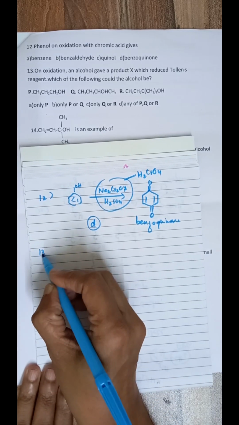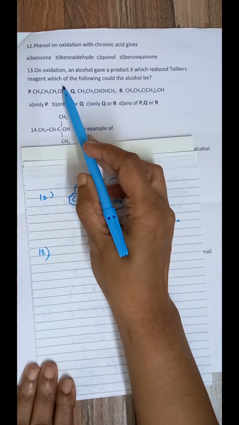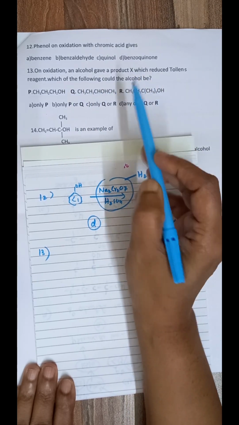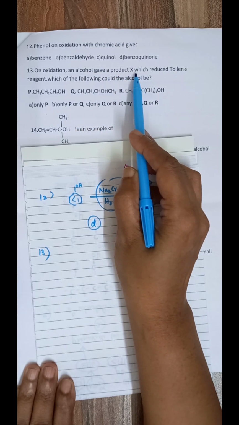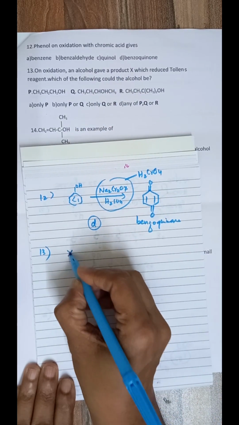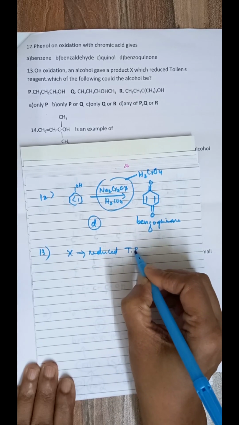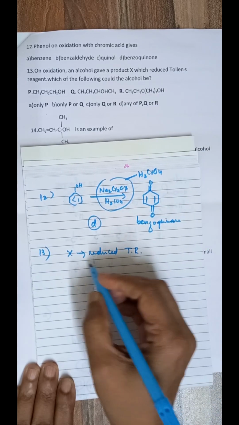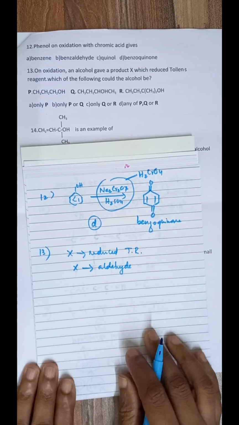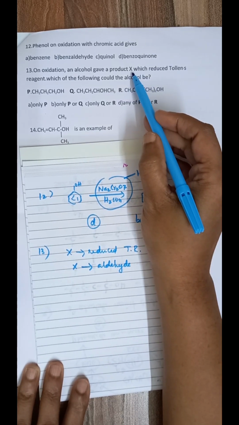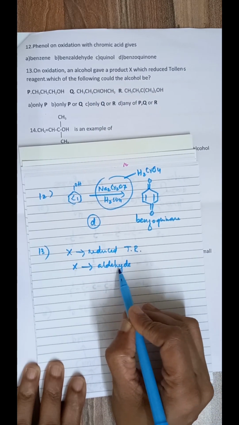Then question number 13. On oxidation, an alcohol gave a product X which reduced Tollens' reagent. Which of the following could be the alcohol? Oxidation of the alcohol gave a product X. If X reduced Tollens' reagent, this X should be an aldehyde. So that is the point.